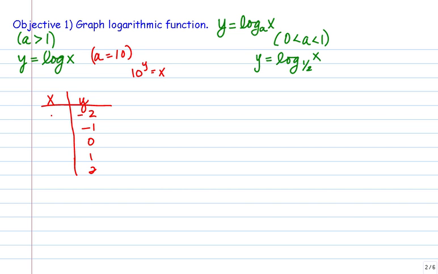10 to the -2 would be 1 over 10 squared, or 1 over 100, which is 0.01. Now if we put in -1, 10 to the -1 would be 1 over 10, or 0.1. 10 to the 0 is 1. 10 to the first power is 10, and 10 squared is 100. Now certainly I could have substituted these values in for x, but sometimes that's harder to think about because the numbers you plug in would need to be perfect powers of the base. For bases that are powers of 10, that's not too difficult, but it can get tricky if the base is something other than that.